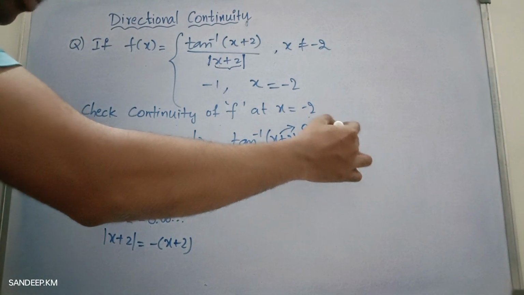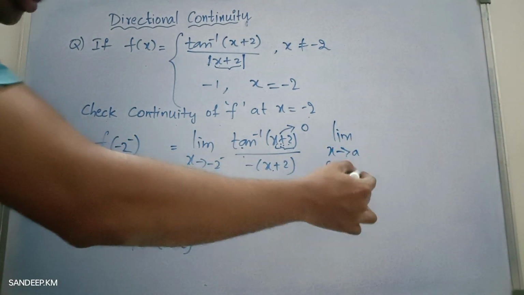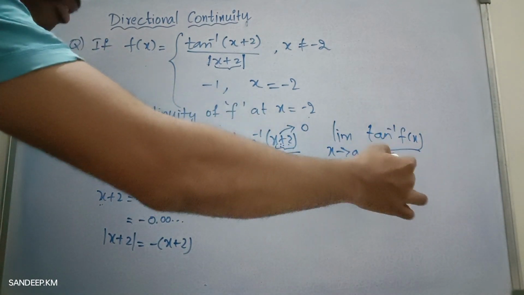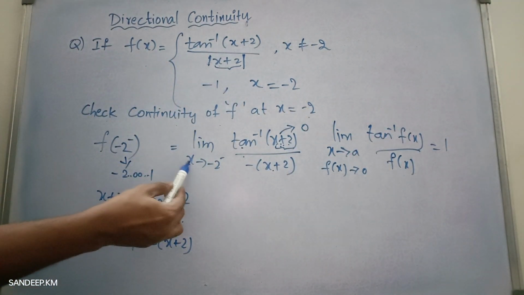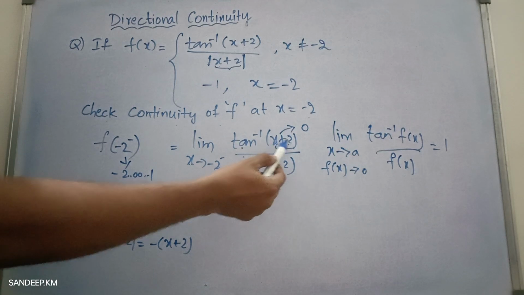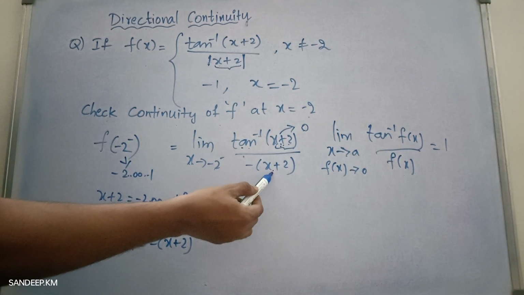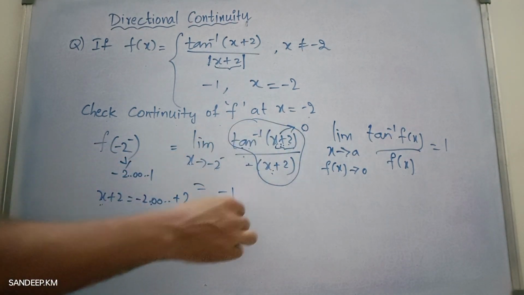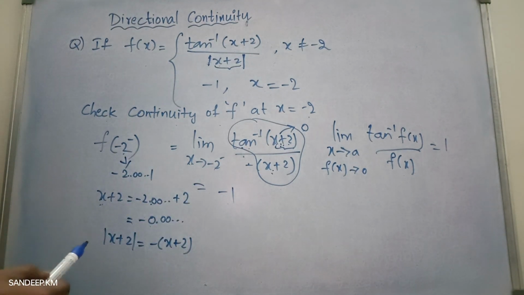Once again I am writing this. We learned this in the chapter of limits. Limit x approaches a, when x is approaching a, if f of x is approaching 0, then tan inverse f of x by f of x, this limit will be equal to 1. So in this case, when x is approaching -2, x plus 2 is approaching 0, so it is in the form of tan inverse of f of x divided by f of x. So with minus symbol, this is going to be approaching the number 1. Therefore, dear students, the left hand limit is equal to -1. The left hand limit is equal to -1.